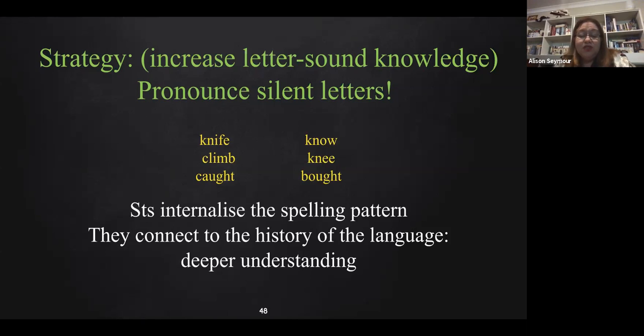Caught and bought, one way to really emphasize that GH sound is to pronounce it the way it used to be pronounced, which was with the H sound. So it used to be, caught would be something like kaucht and baucht. And just by doing that, students actually really enjoyed that activity because they may have encountered these words and thought, wow, that's just really weird. So it's something that makes sense. And just by pronouncing those sounds, it helps them to internalize the spelling.